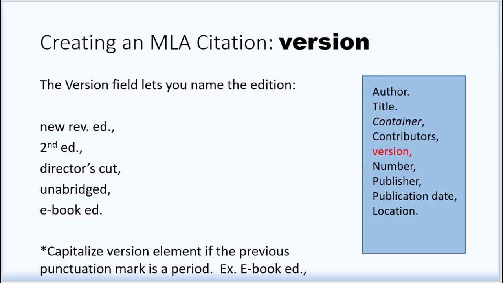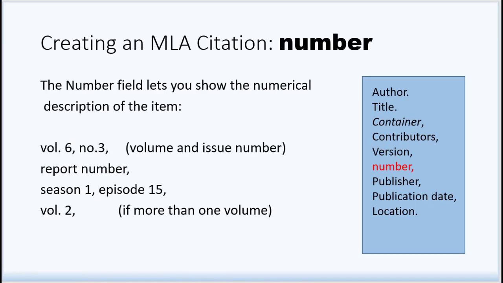Note, according to page 157 of the MLA 9th Handbook, the version element is lowercase unless it follows a period, which it often will. For example, capital E, Book Edition. MLA often requires capital lettering after a period and lowercase lettering after a comma, but this would not apply to proper nouns. Number. This is a volume and issue number stated as shown.